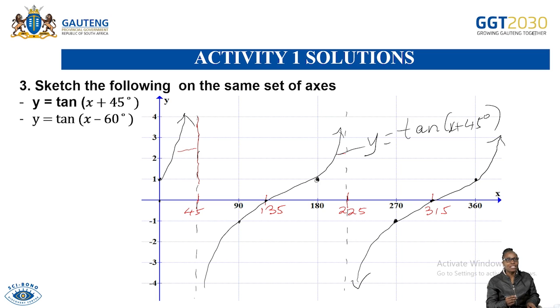Okay? Now, let's look at the shift of x minus 60. When I have x minus 60, what is the value at 0? What is my y value at 0? When my x is 0, my y, I said, is going to be negative 1,7. It's shifting. Negative 1,7. Here is negative 1. Can you see? And 1,7 is just above a half, between negative 1 and negative 2.